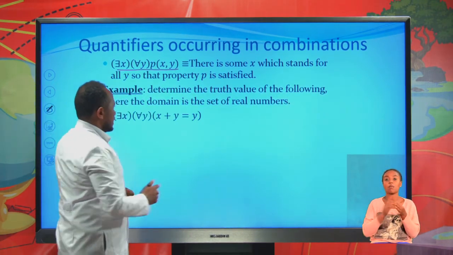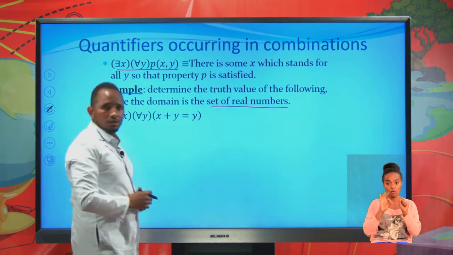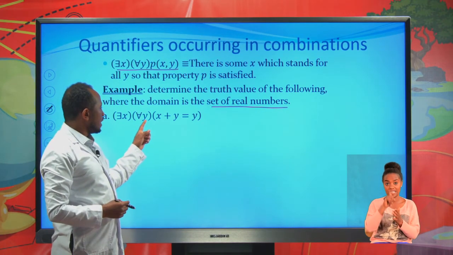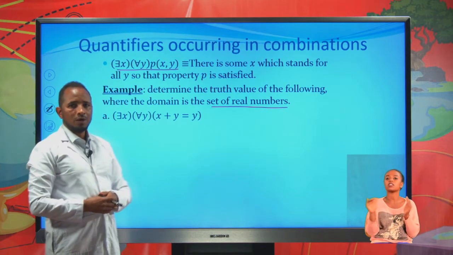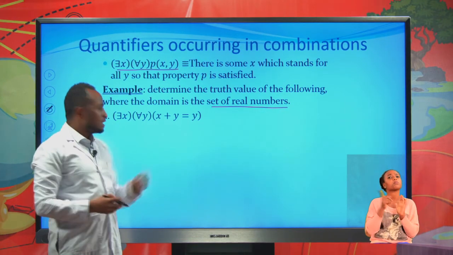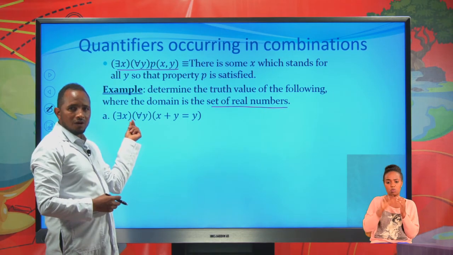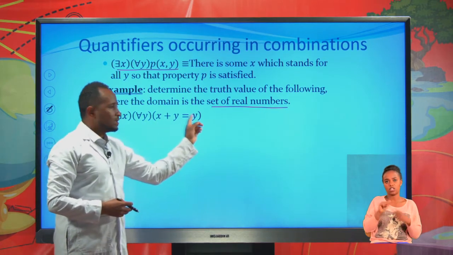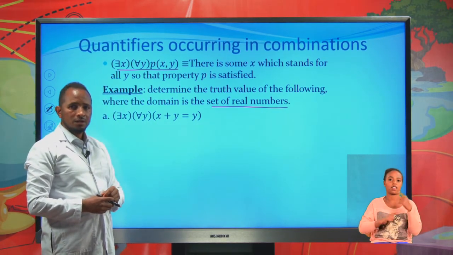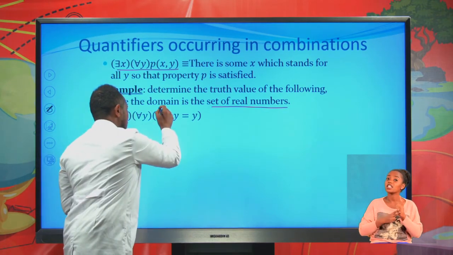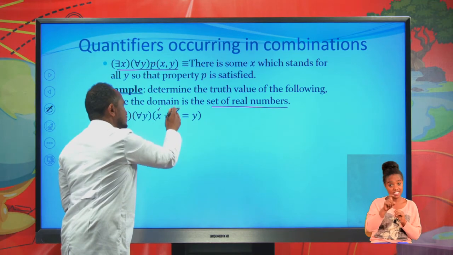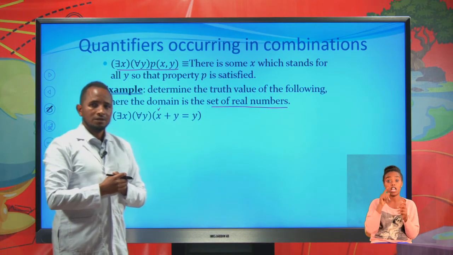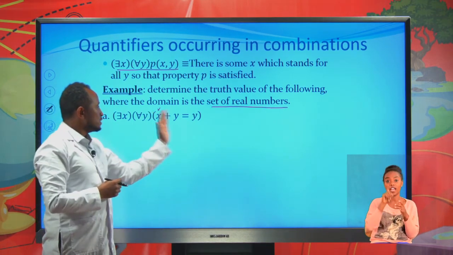Determine the truth value where the domain is the set of real numbers. Here it says, for some x, for all y, x plus y is equal to y. What does this mean? There is at least one value of x which stands with all values of y, so that this property is satisfied. That means, take one value of x here, that value added with y always gives you y for any y. Can you find this value of x which stands with all y?